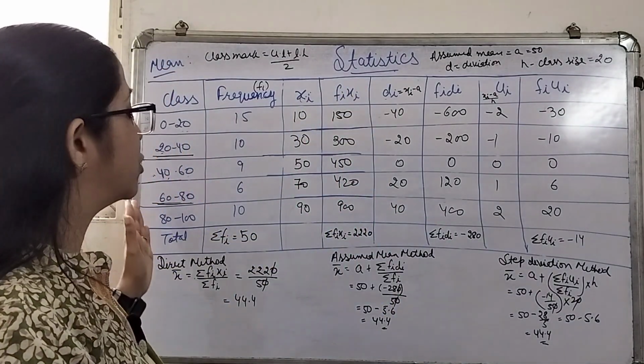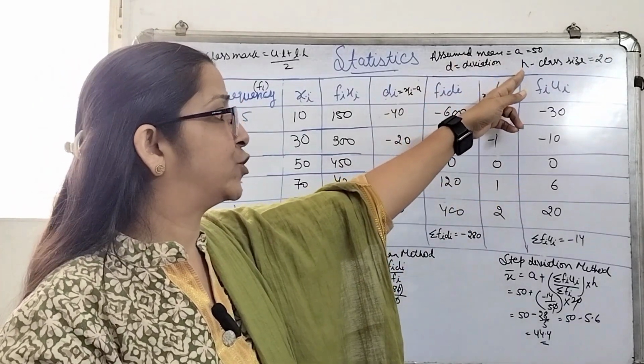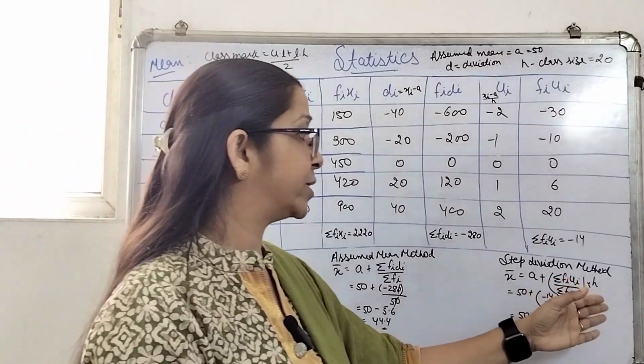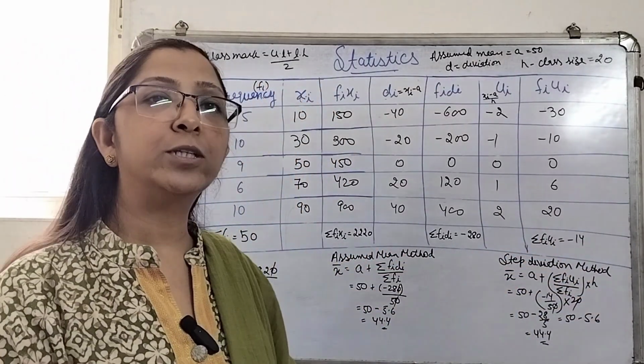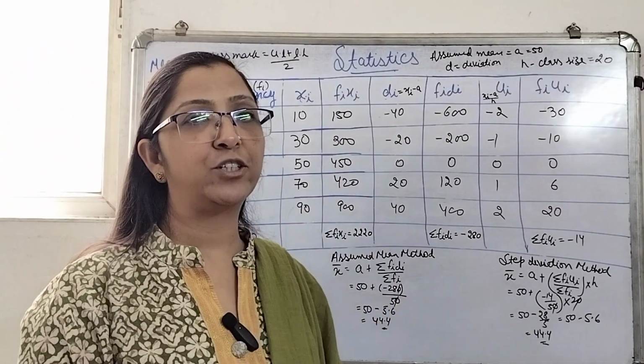If the class size is not the same, then also we can take any number as the value of h. So whatever the value of a is, whatever the value of h is, we get the same value of mean from all three methods, that is, the direct method, assumed mean method and step deviation method.